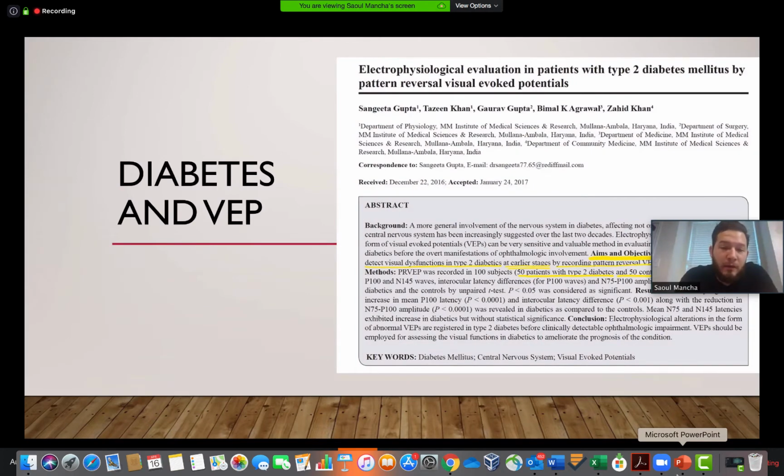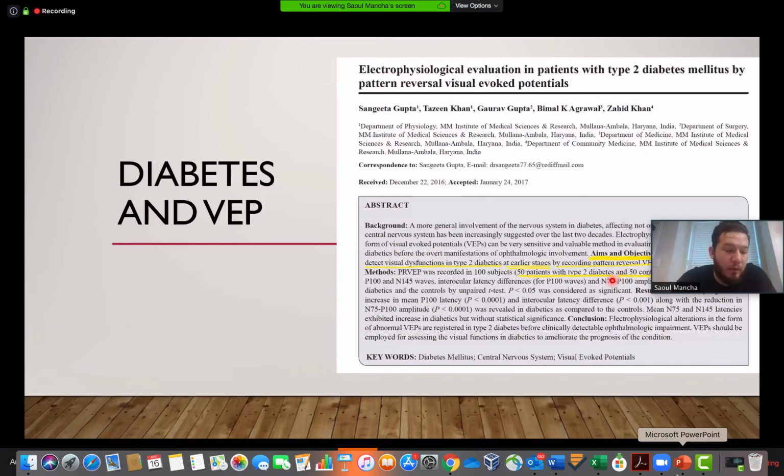In the first study, they were trying to use VEP to find early visual dysfunction in type 2 diabetics. This is important in the earlier stages with VEPs. These are diabetic patients who had not yet clinically shown manifestations of diabetic retinopathy, so mind you, microaneurysms, dot-blot hemorrhages, exudates, and so forth.